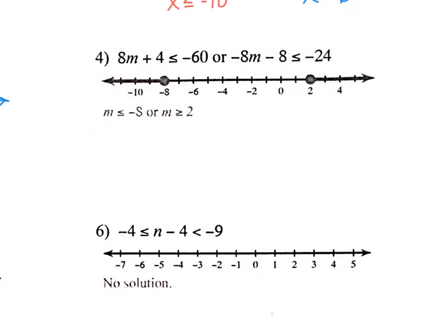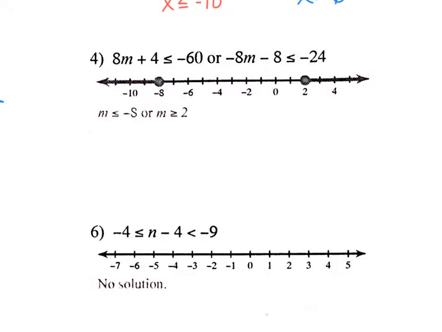All right, question 4. Subtract 4 from both sides. That gives me 8m is less than or equal to negative 64. Divide by 8, m is less than or equal to negative 8. This is "or," which means my graph can go directly on the final answer.